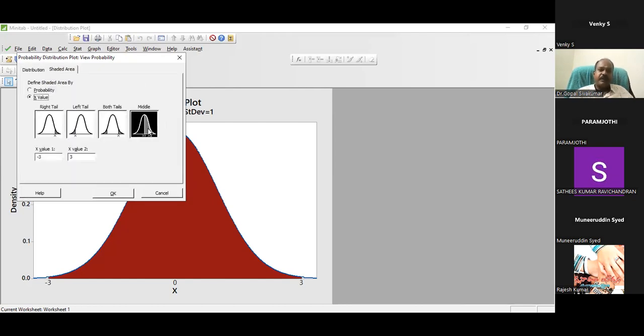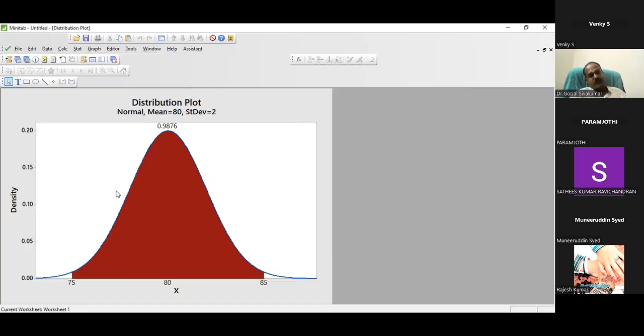Now, shaded area. I want the probability for a student to score between 75 and 85. So 75 on the left side and on the right side, how much should I type? 85. That's all. What is the probability? 98.76. So, if the class average is 80 and standard deviation is 2, there is a 98% chance for any student to score between 75 and 85. Do you understand how we worked out this problem? Yes, sir. Very good.